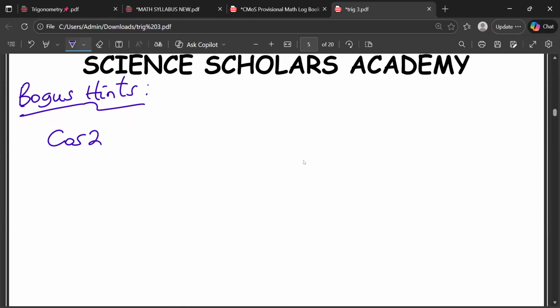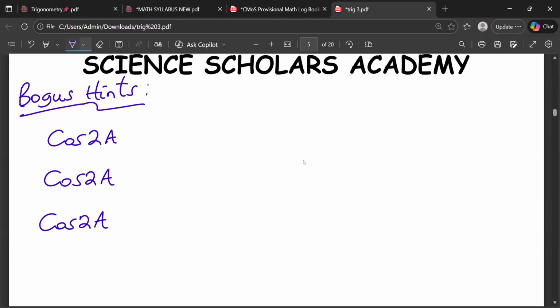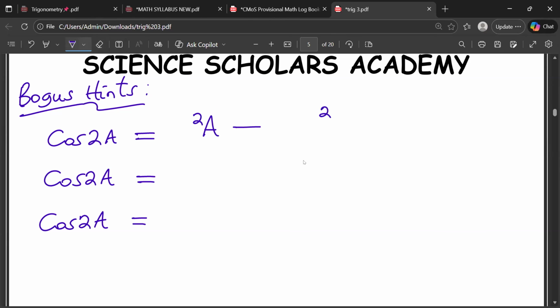So we're having cos 2A, cos 2A, cos 2A. And this is what you should understand: everywhere we are having squared A. For the first one we are having squared A, minus, and we are also having squared A. What usually confuses is this thing, what is always there.